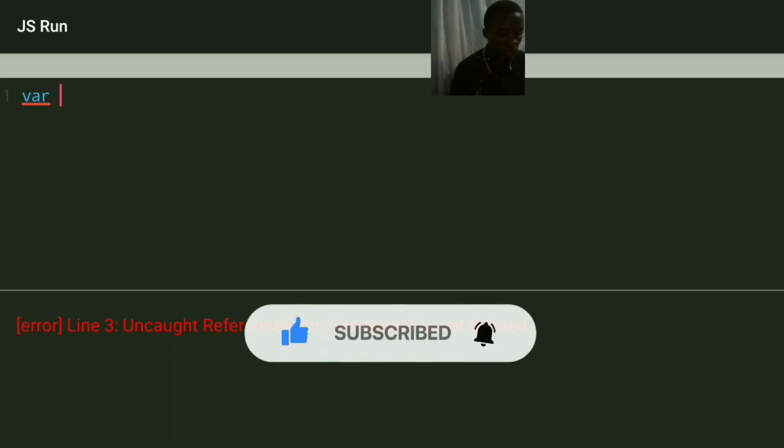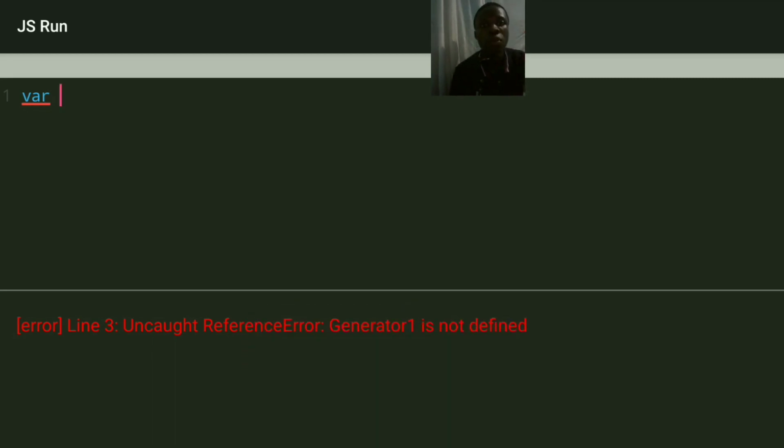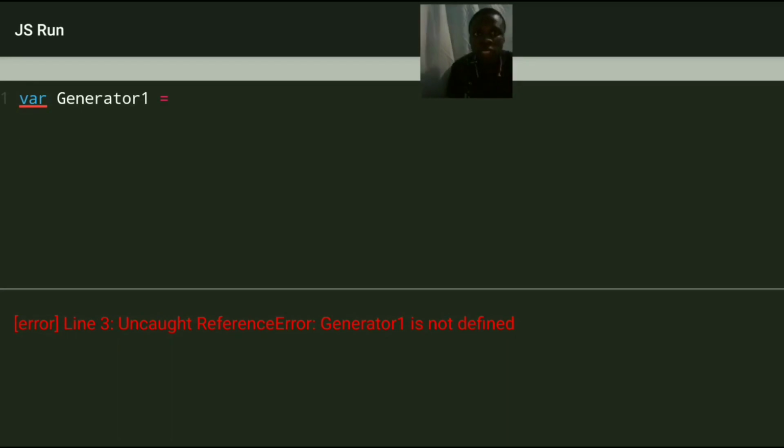So var, and then we are going to give a variable a name. So var generator1. Generator1 is equal to, now we want to store random numbers in generator1. So how do we write random numbers in JavaScript? The keyword is Math.random. Random, and then we bring a bracket, and then from what number to what number. So we want to count numbers.